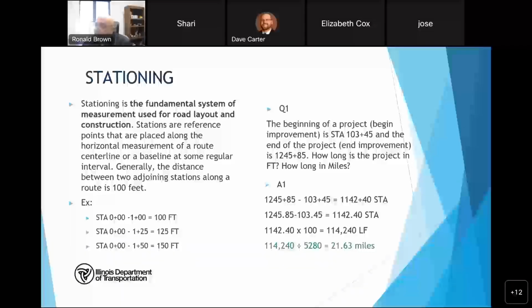I'm going to use it as a decimal, 1,245.85 minus 103.45 is 1,142.4 stations.